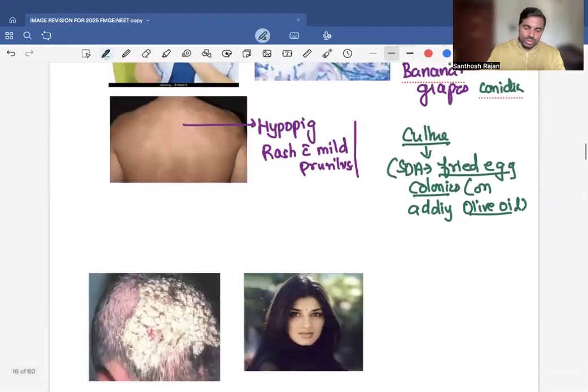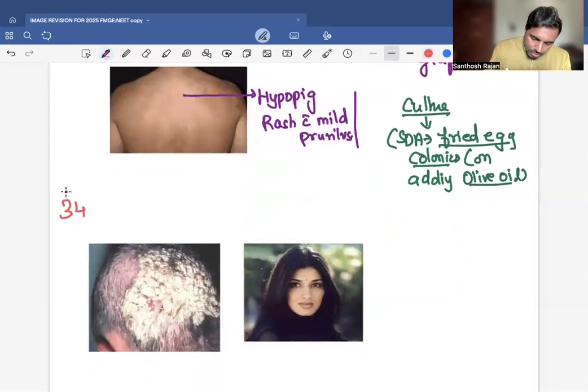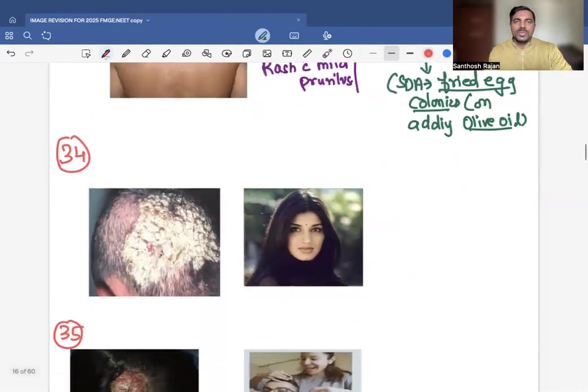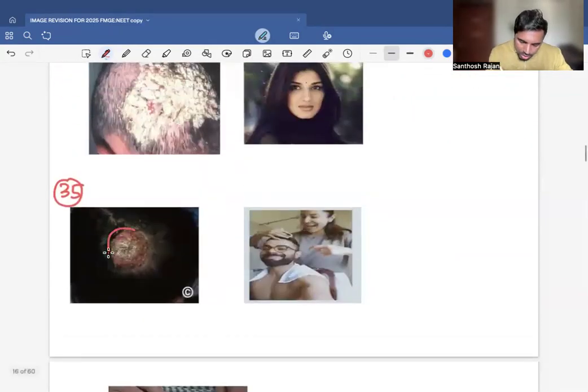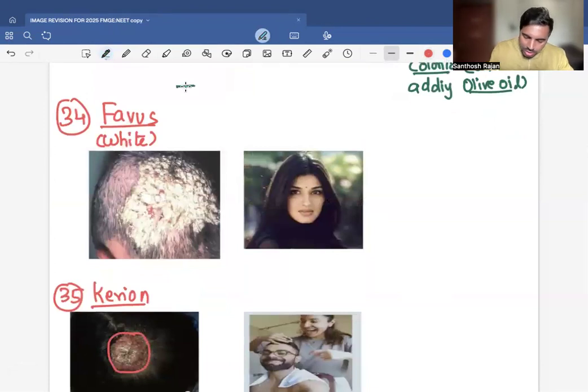Look at this. Now, this is also dermatophytes. Picture number 34, and this is 35. Why did I put Sonali Bendre? Remember Sholini, whatever you want. Easy. Here, this condition, what you see, these white flakes are called favus. Look at this condition, it looks like a ball, this is a kerion. These are all tinea capitis complications.